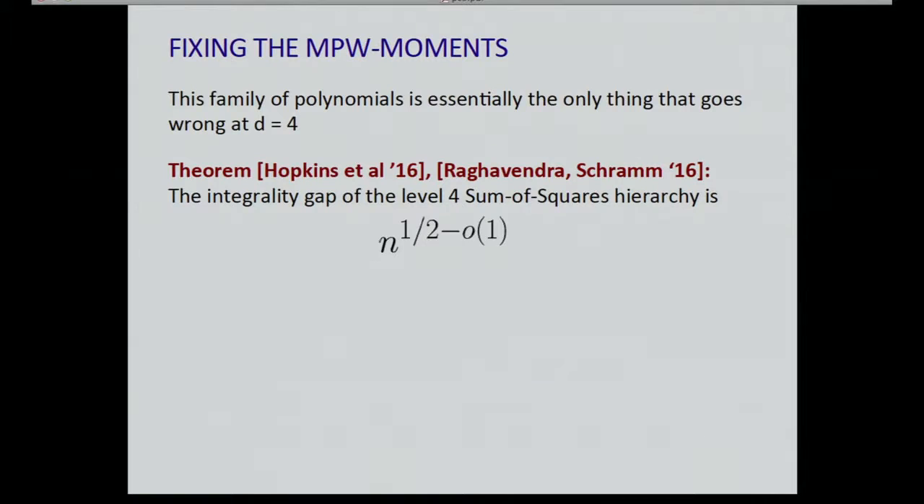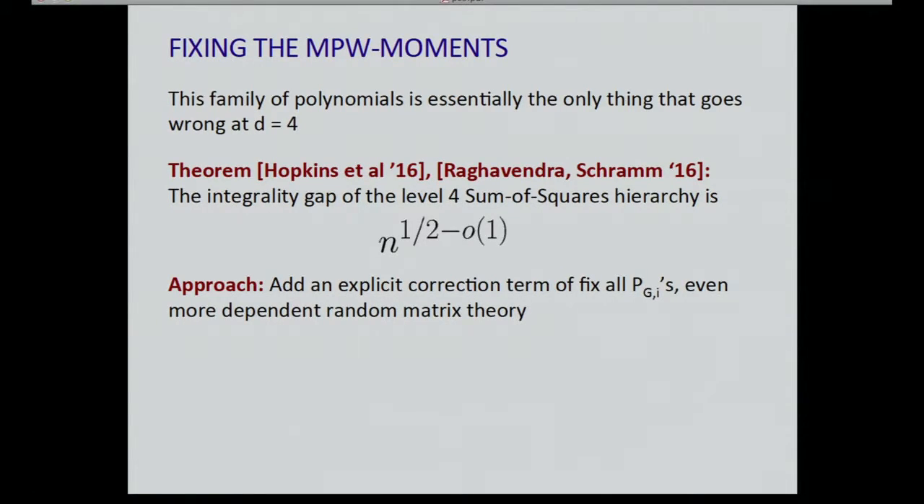So, just taking a step back, there's actually a fix that you can do for d equals 4, so Hopkins et al. And independently Raghavendra and Schramm actually took this example of polynomials that breaks and explicitly added a correction term for it. These are the only polynomials that go wrong, and then you can show an n to the half minus little o of 1 integrality gap. And the idea is to add these correction terms for these polynomials to explicitly make their pseudo expectation be what it should have been in the planted graph distribution to begin with.